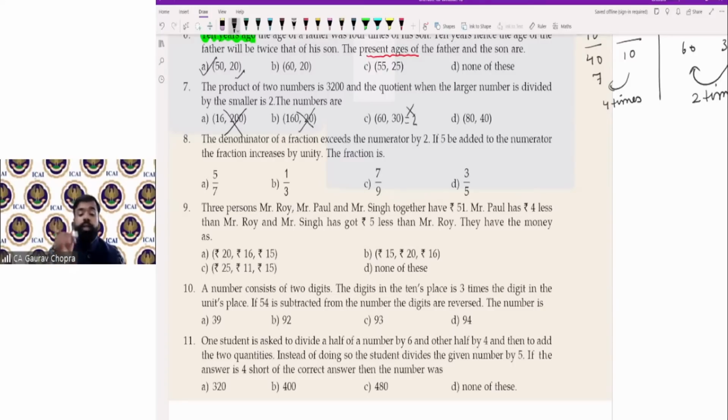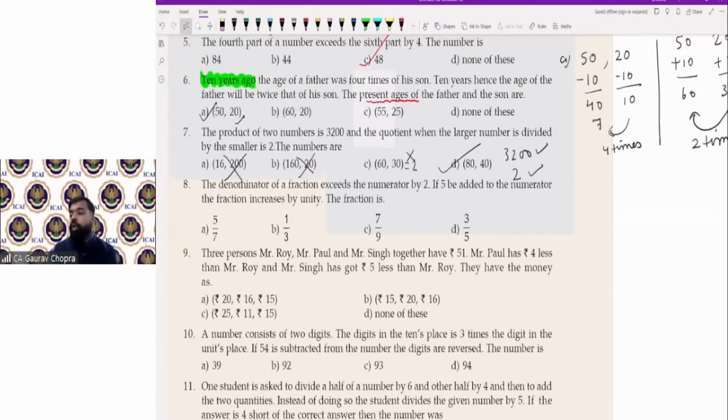What is the product of these two? 1800. So the condition is not verified. D option. Their product is 3200 and their division is 2. Result is 2. Therefore, option number D satisfies both conditions. So simply you have to check by using options.